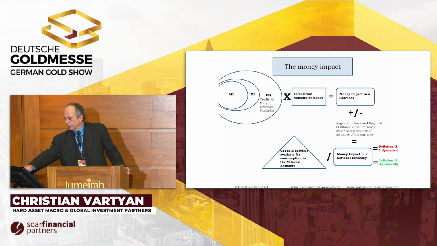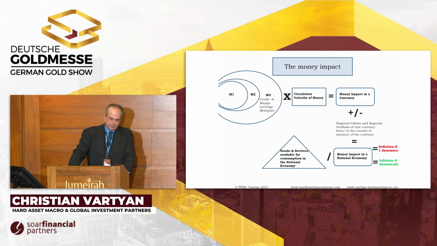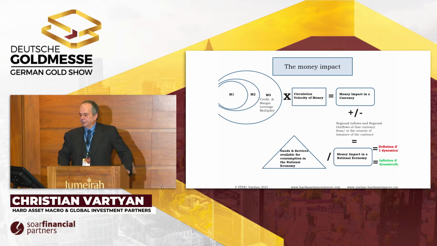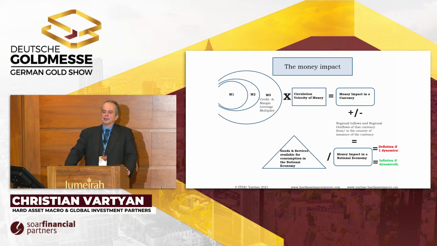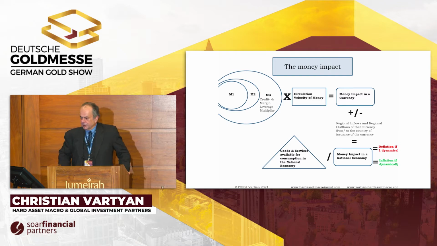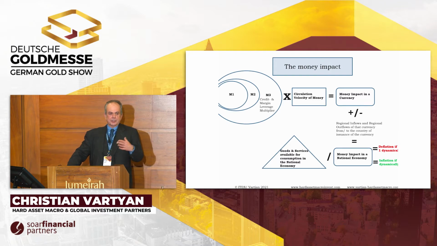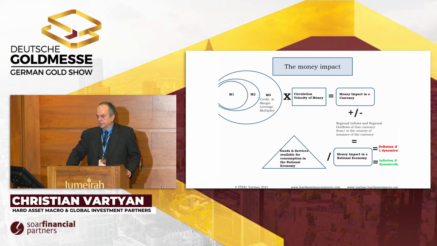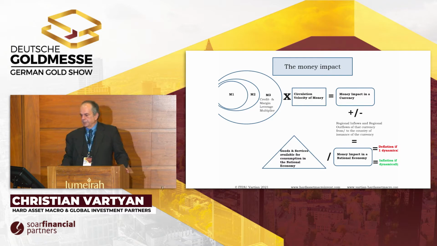Now once we have that, which is totally hyperbolic already, we got the money impact in a currency. Unfortunately, the money impact in a currency is not the money impact in a country. Yes, in North Korea, because you cannot export the currency. But in the US, you can export the currency, and the dollar is heavily exported, especially because the US has a negative trade balance.